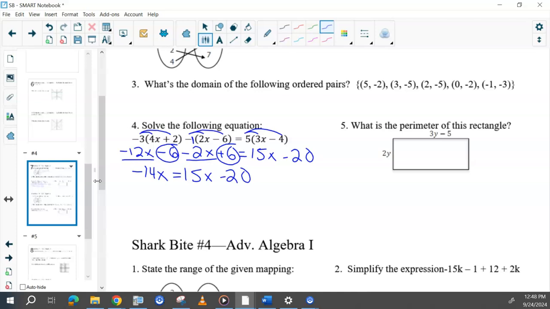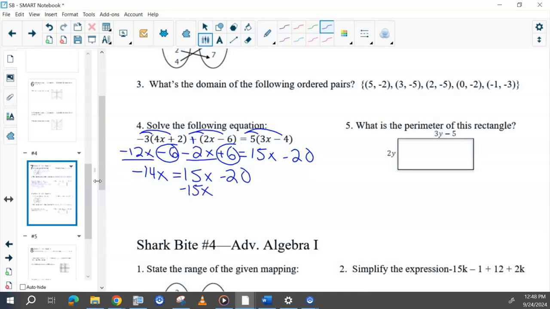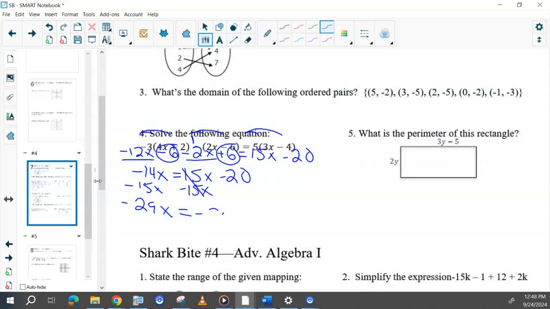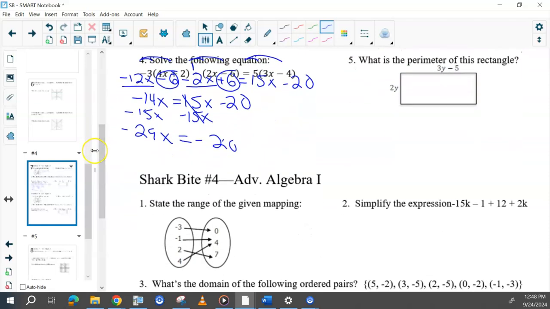Anyway. Okay, from here, we're going to subtract 15x. So we get -29x equals -20. And divide both sides by -29. So you'll end up with a fraction. I would just leave it as a fraction. x equals 20 over 29.